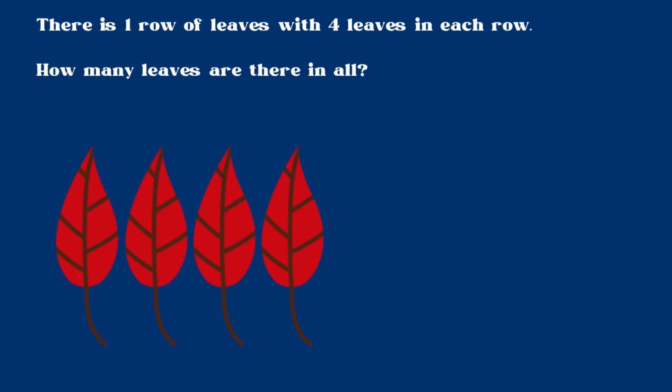In this array, we have 1 row of leaves with each row having 4 leaves. How many leaves are there in all? Count the number of leaves. 1 times 4 equals 4.